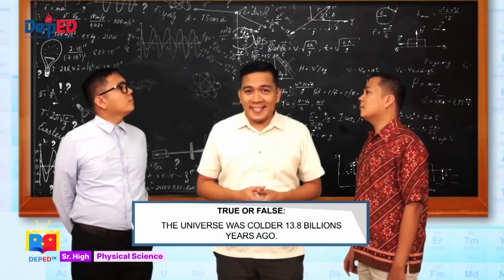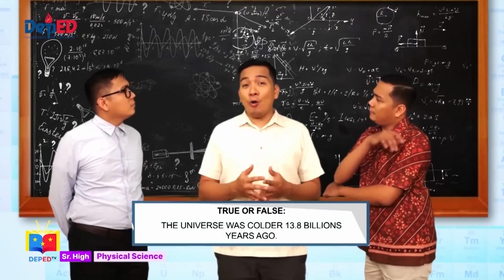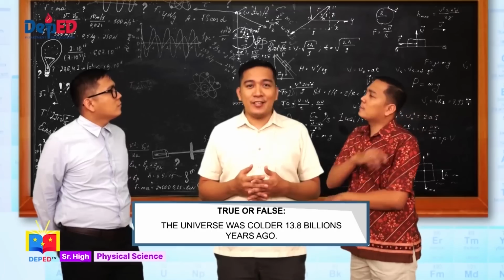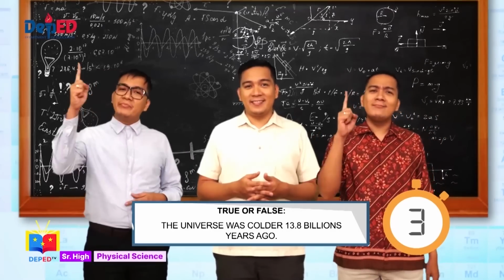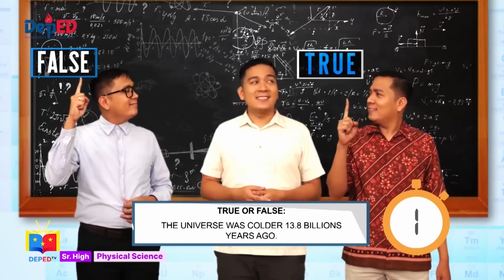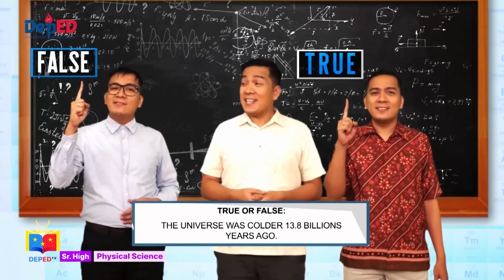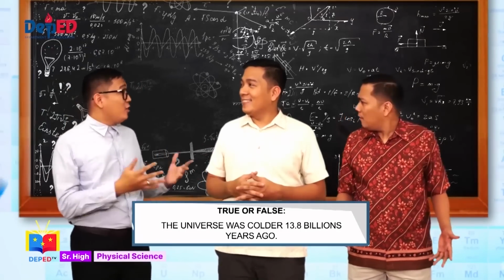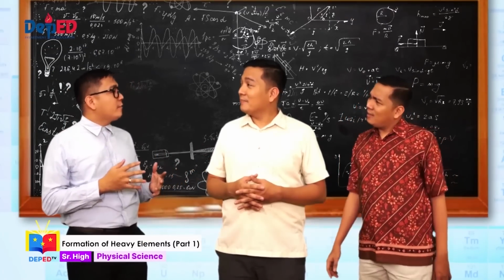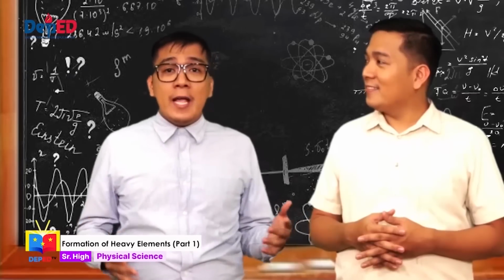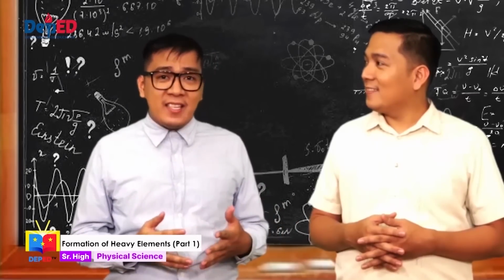Question number 6. The universe was colder 13.8 billion years ago. And the answer is false. The universe was very hot billions of years ago. However, it cooled down as it expanded.